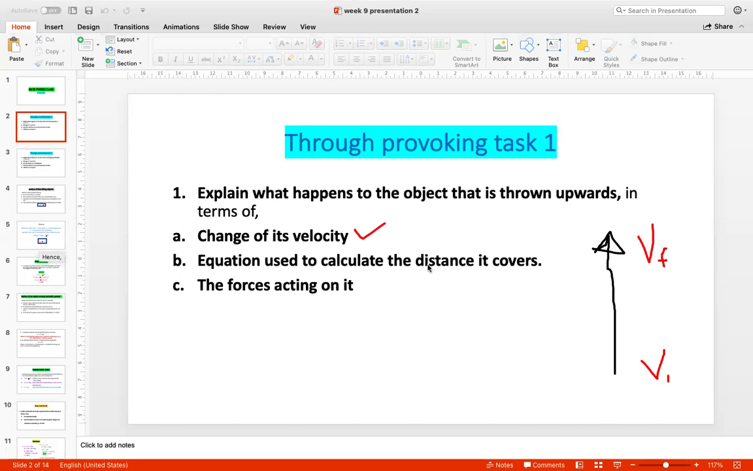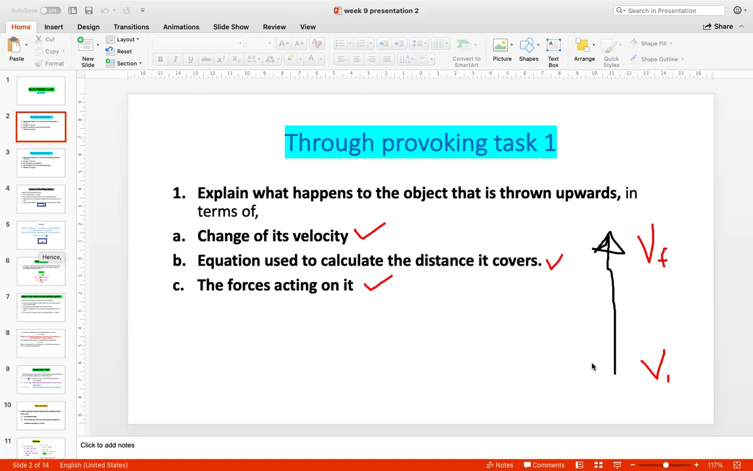Secondly, what are the equations that we can use to talk about the factors or the parameters that are acting on this object? Now, first of all, when this is happening, we need to understand that there are certain factors that are present and there are others that are ignored for some reasons. Then secondly, how many forces are acting on the object.